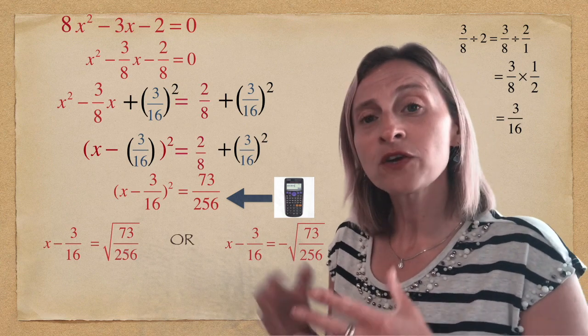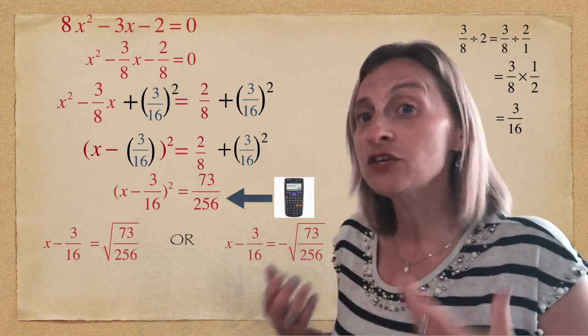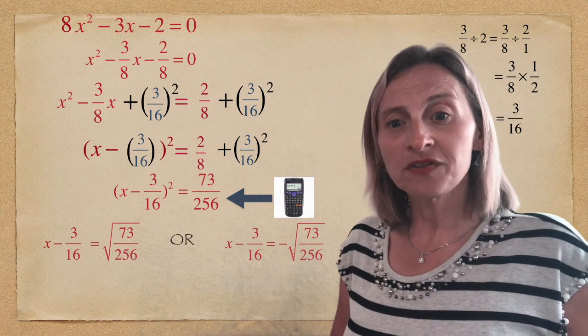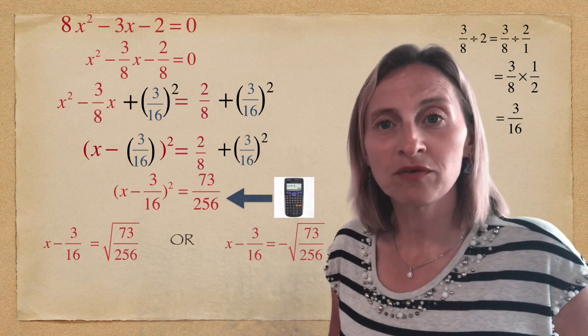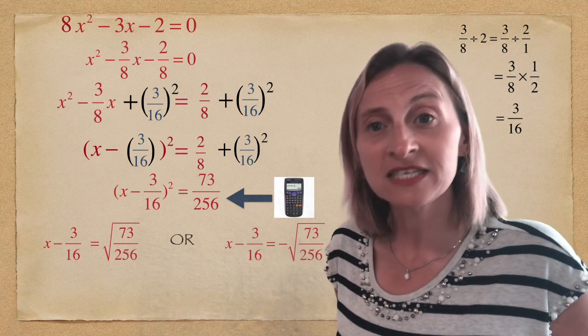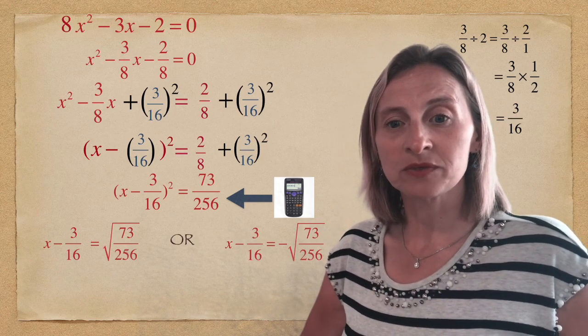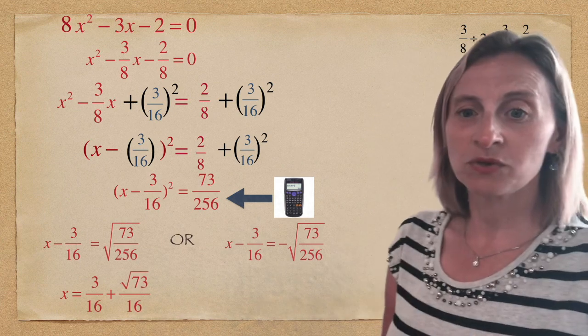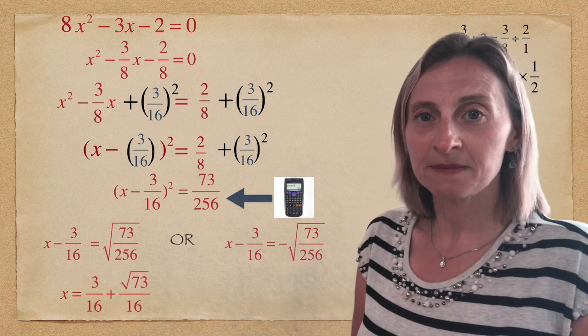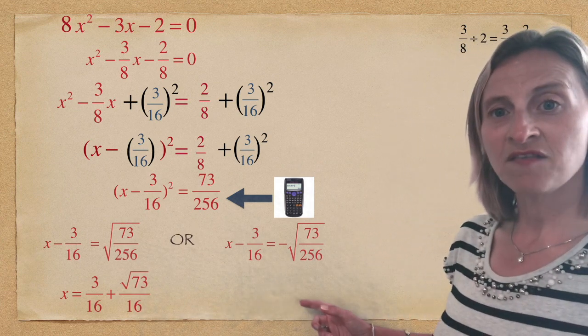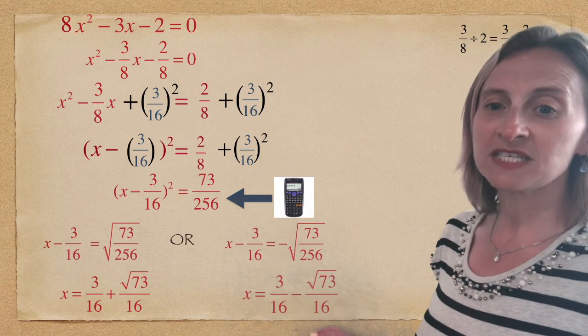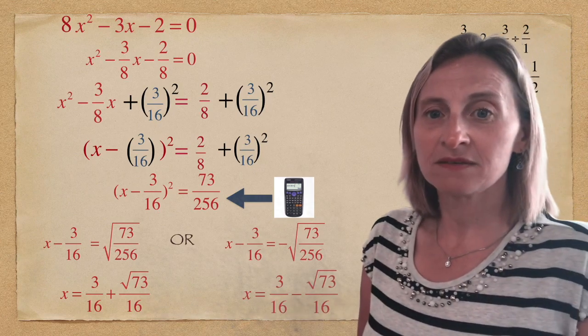Now remember, if you can simplify the top or the bottom, you need to do that. So I look at this and I know that the square root of 256 is actually 16. So I can write this down as x equals 3 over 16 plus root 73 over 16. And on the other side, I have x equals 3 over 16 minus root 73 over 16.